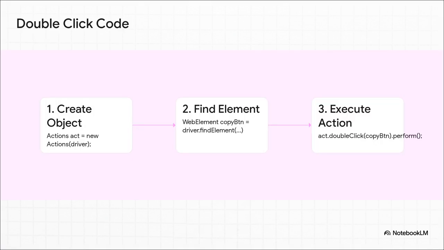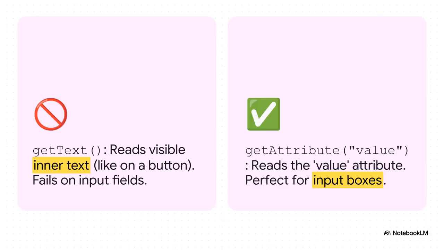And, you probably guessed it, it is the exact same pattern again. Find the element, call double click, and then call .perform. See? Once you learn one, you pretty much know them all. It's that simple. Okay, now I want you to pay close attention to this slide because it addresses a super common trap that trips up so many people.